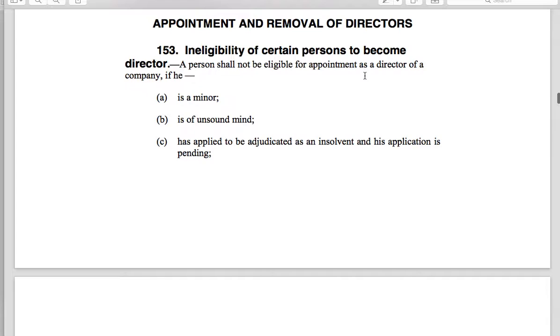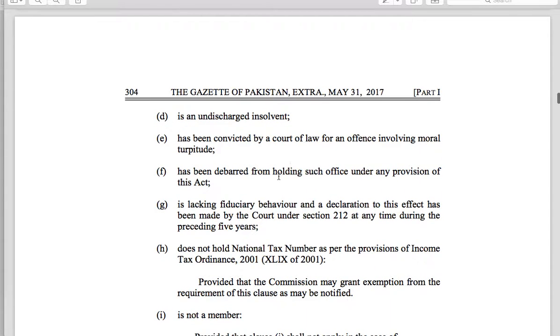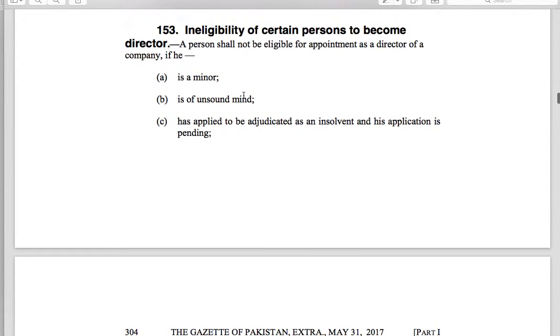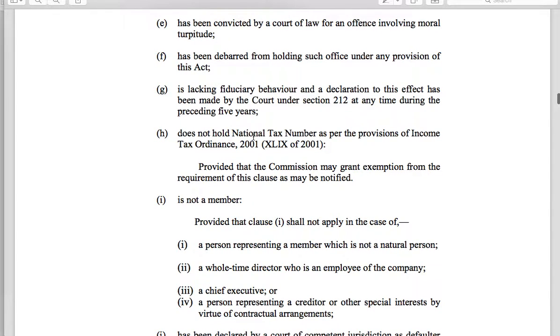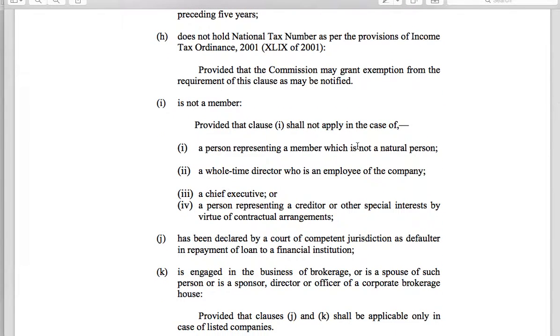Now, appointment and removal of directors. Directors are the people who actually operate the company, and these types of persons cannot become a director. Mostly these are legal bars or physical bars: if you are a minor or of unsound mind, if you are declared insolvent, etc., or you do not hold a national tax number as per the provision, provided they may grant exemption from the requirement of this clause as may be notified. So there can be an exception, but you have to have a national tax number in order to become a director.